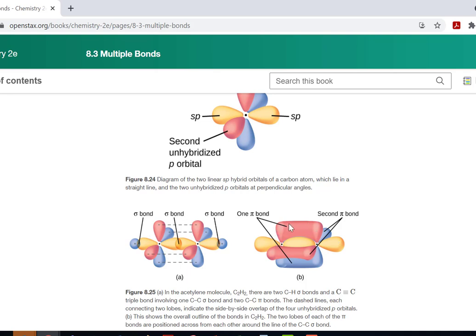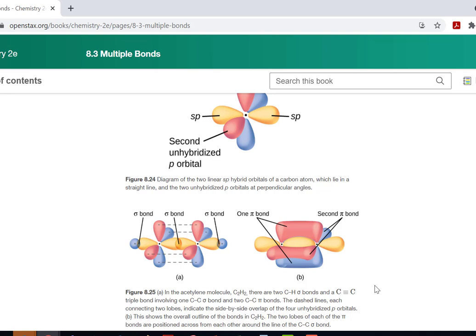Above that, we have a pi bond. So this red and this blue represent a pi bond. And then 90 degrees from that, we have another pi bond. The red in the front and the blue in the back represent a second pi bond. So remember, with pi bonds, you have two lobes with a node along the internuclear axis. With a sigma bond, it's along that axis where the node would be for the pi bond.